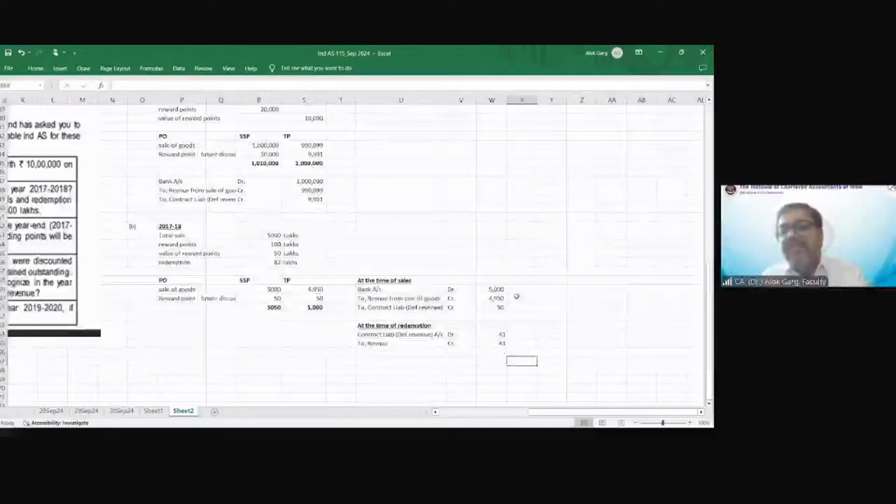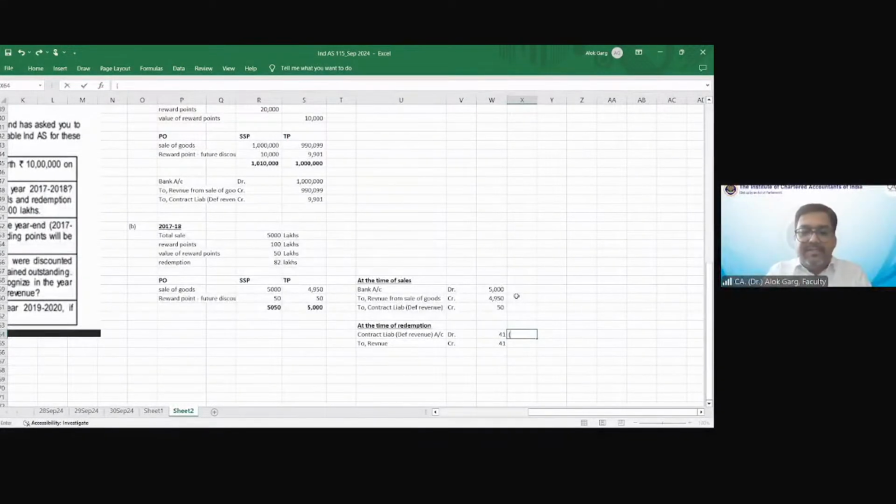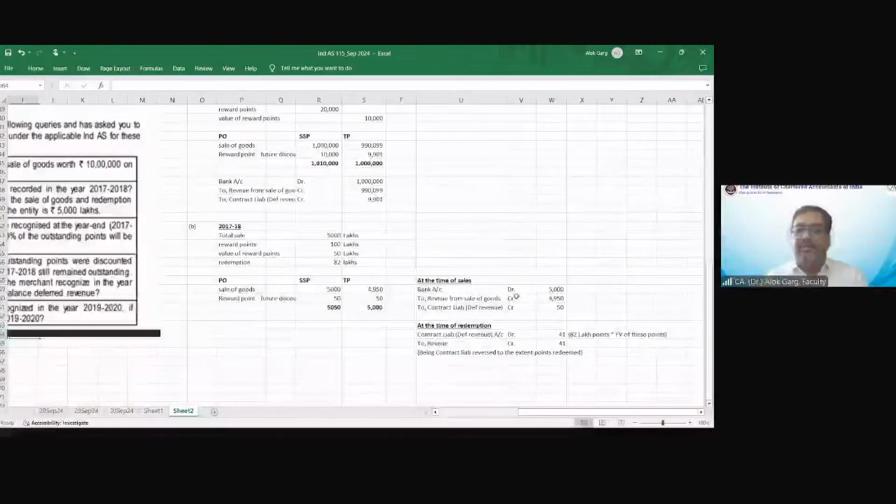So when will it be at what value? So 82 lakh points, 82 lakh points multiplied by the fair value of these points, correct, which is 50 paisa. So being revenue, being contract liability reversed to the extent points redeemed and expired.